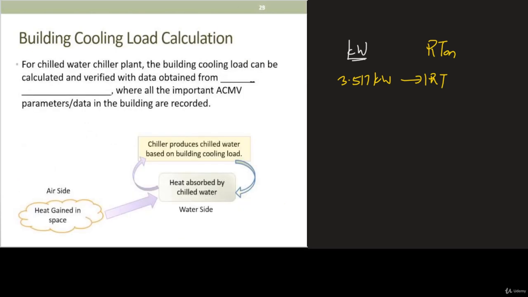So for chilled water plant, the building cooling load can be calculated and verified with data obtained from this BMS, Building Management System. The Building Management System is actually a centralized location where you extract all your important information, especially the temperatures and the flow rate and the power consumption, etc. And with all these parameters, you can actually do some calculation to verify whether it is correct or not, whether your design parameters are all correct, etc.